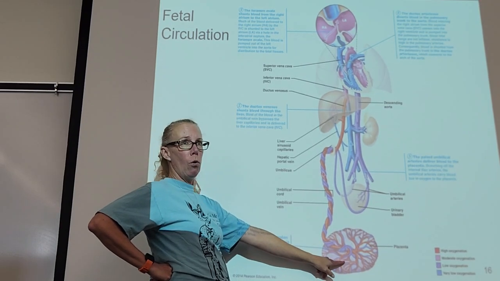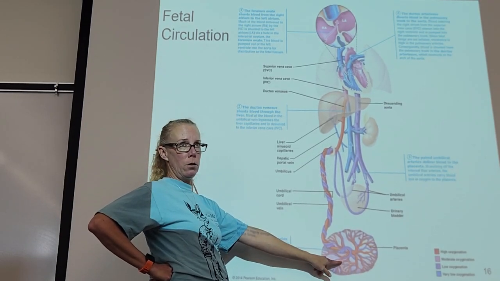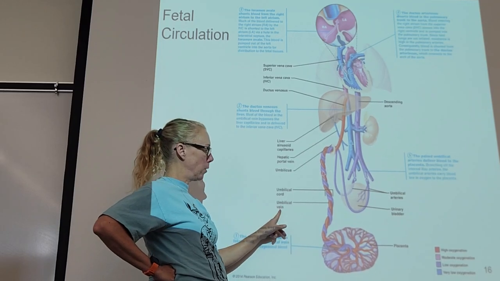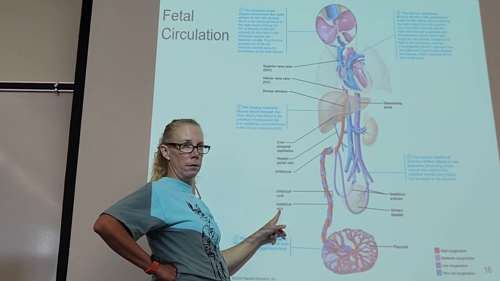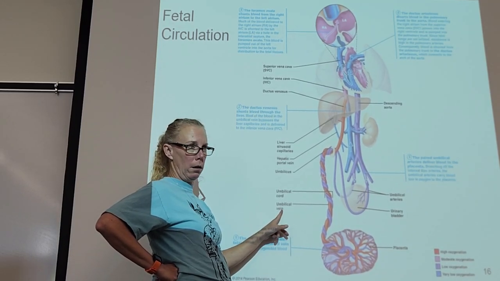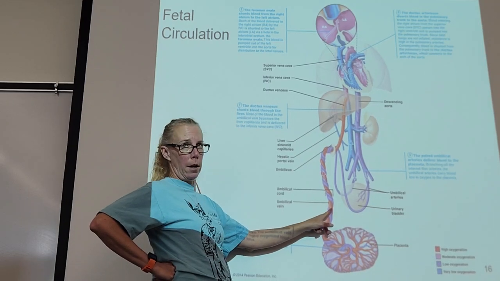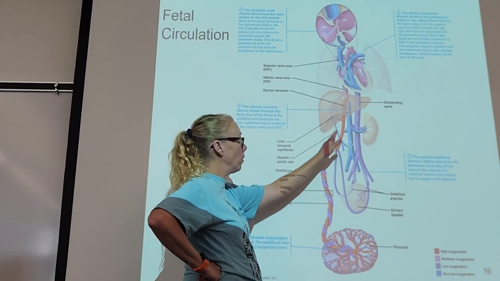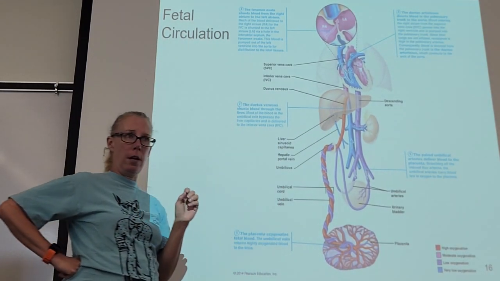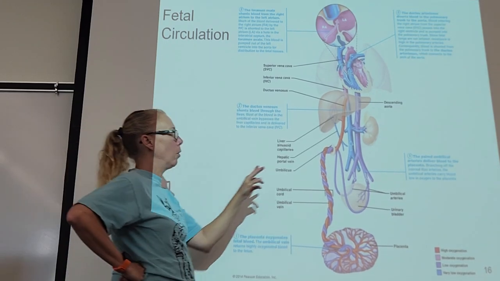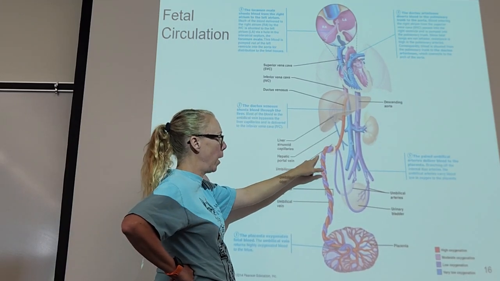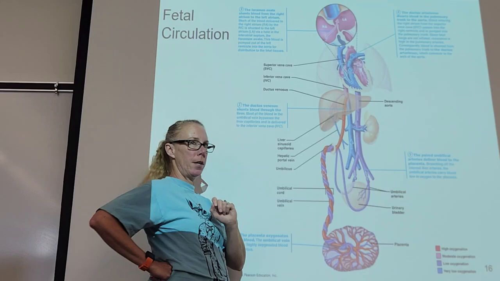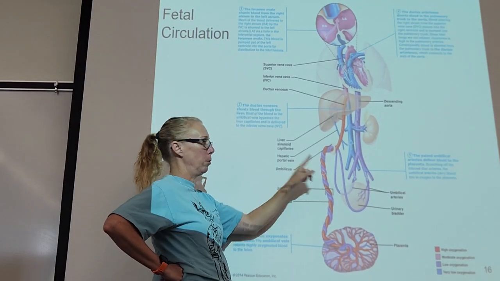If this is the main organ of gas exchange in a fetus, the umbilical vein is going to be colored what? Red, which it is. It's carrying blood back to the heart, but it's freshly oxygenated. Umbilical arteries are carrying blood away from the heart back to the placenta for gas exchange, so they're blue.